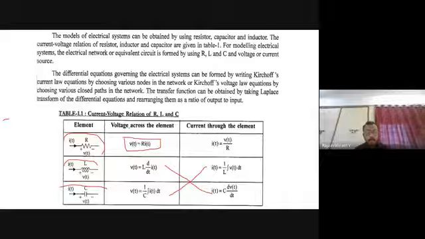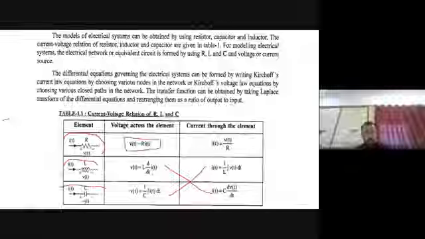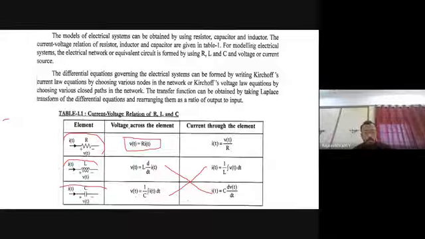So here the voltage is L into dI of t by dt. For the capacitance, it will be I equal to C into dV of t by dt. So same thing, the current as well as the voltage across the capacitor. Any doubt? Shall I move to the next topic? This is the basic fundamentals of electrical systems. What is the relation between voltage and current for resistance, capacitance, and inductance? Shall I move to the next slide?